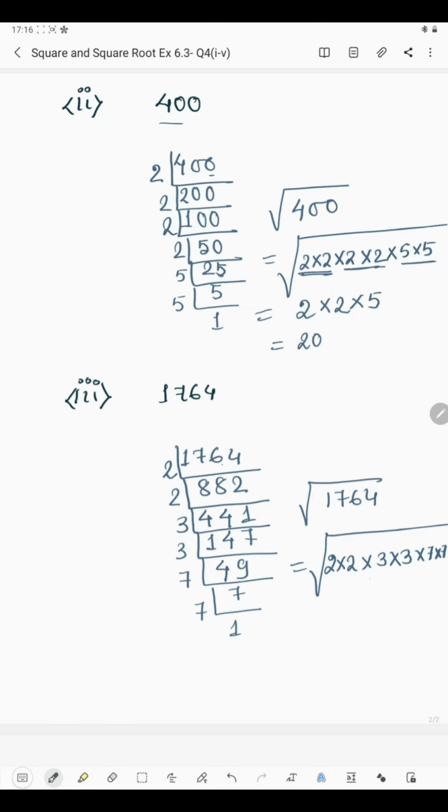So we will make a pair of these. At first 2 2, then 2 3 and 2 7. Okay, so from 2 2 we will get 1, from 2 3 we will get 1 3, and from 2 7 we will get 1 7. Okay, so 3 2s are 6, 6 7s are 42. So the square root of 1764 will be 42.